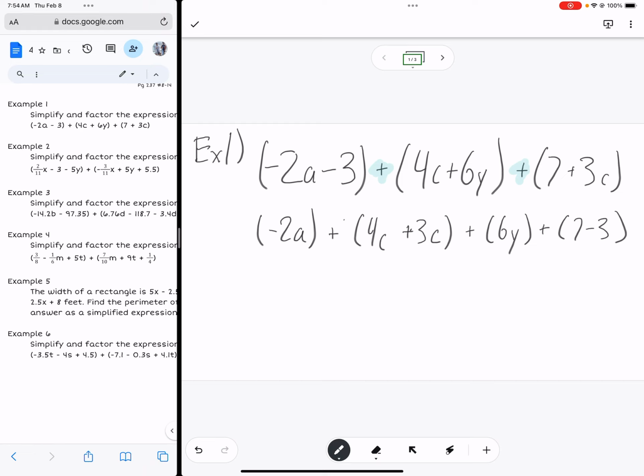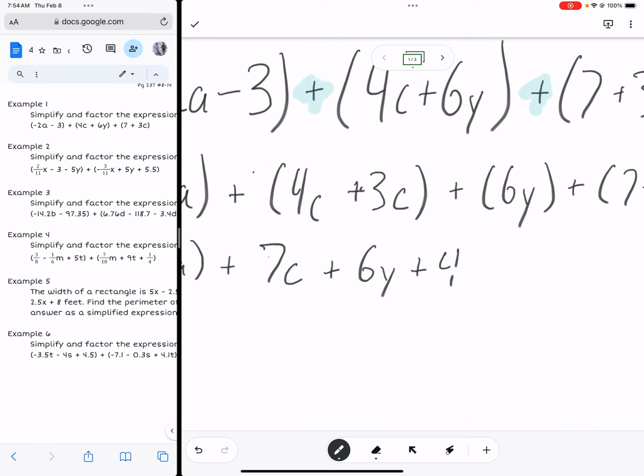And then what's the next step? Let's go with Wyatt. Combine it. And then just combine them for me. So obviously the A stays by itself, but the C's turn into 7C. And then the 6Y is by itself, but the 7 minus 3 turns into 4. There you go.